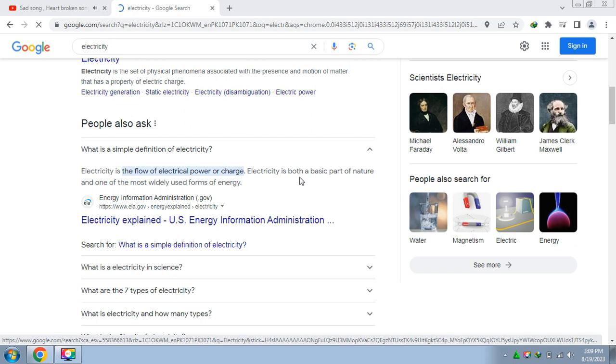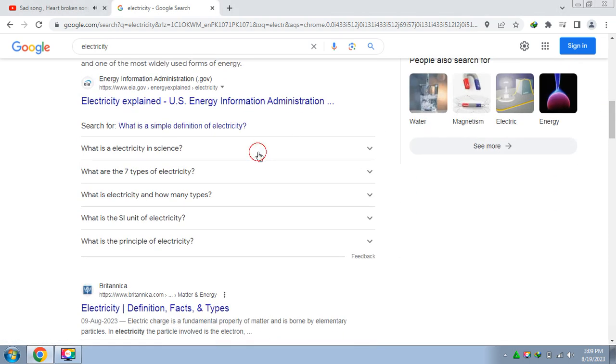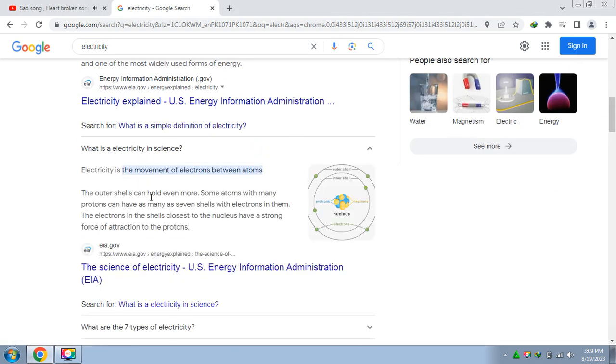And our second question: what is electricity in science? Electricity is the movement of electrons between atoms. The outer shell can hold even more. Some atoms with many protons can have as many as seven shells with electrons in them. The electrons in the shell close to the nucleus have a strong force of attraction to the protons. According to science, there is a definition of electricity.